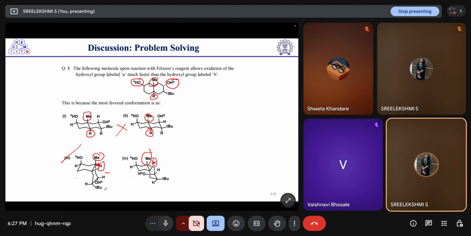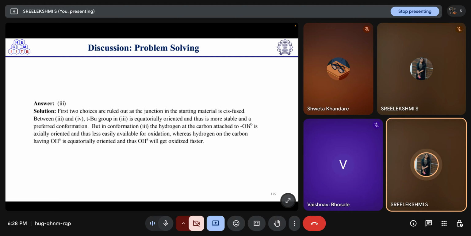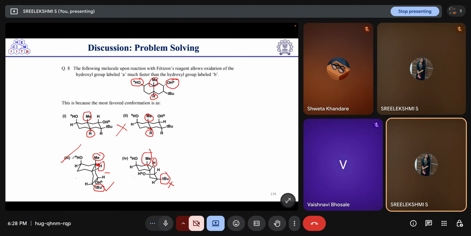The reasons are many. Firstly, in this one the tertiary butyl group is equatorial, and here the tertiary butyl group is axial. The tertiary butyl group is a very bulky group, so the axial orientation will not be preferred, and the equatorially oriented conformation will be more preferred. That is one reason. The next reason is that the hydrogen at the carbon attached to the B hydroxyl group is axially oriented. Abstracting an axial hydrogen will be difficult compared to the abstraction of an equatorial hydrogen.